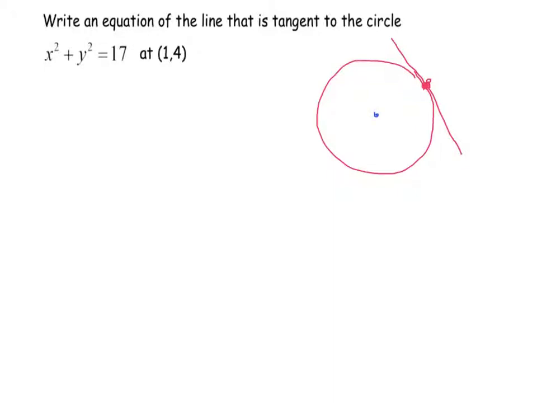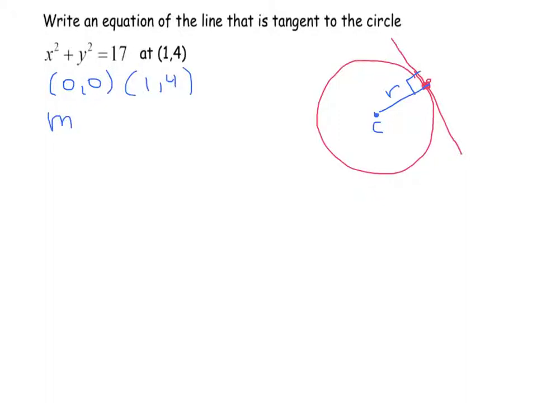So if I were to draw the radius to this point of tangency, this radius would be perpendicular to the tangent line. This is the information we are going to use to write the equation of the line tangent to the circle. So this is my center right here. The first thing I'm going to do is find the slope of the radius. To find the slope of the radius, I'm going to use the ordered pairs (0, 0) and (1, 4).